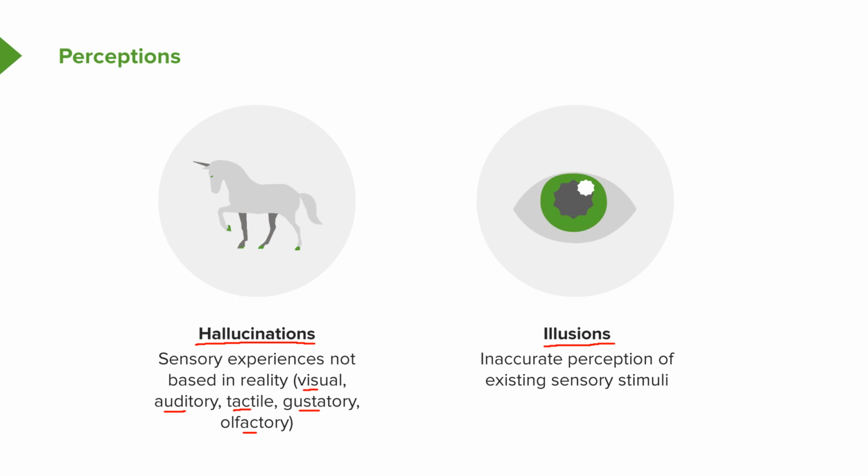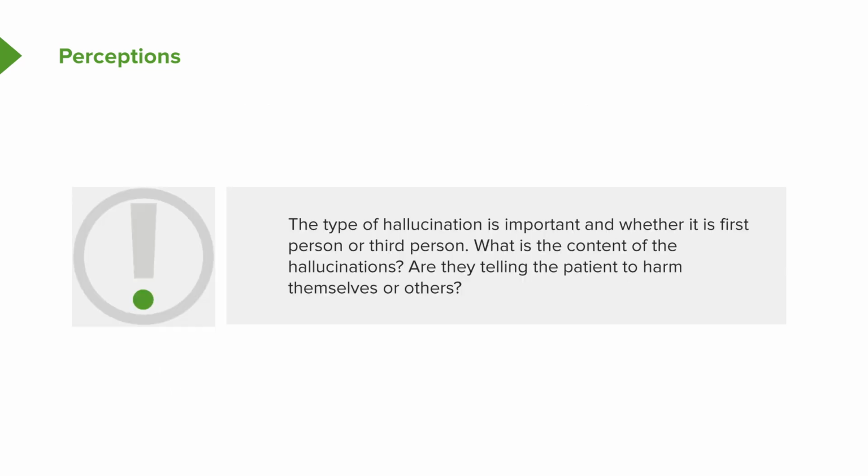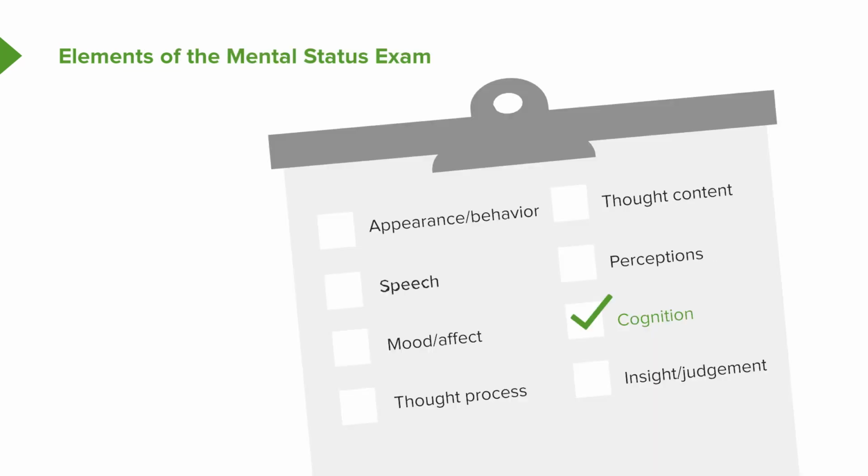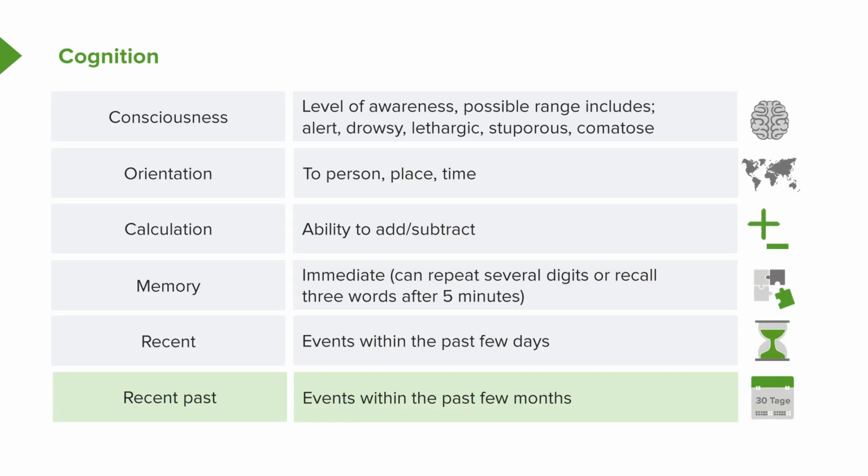Okay, cognition is another important element of the mental status exam. When you talk about cognition, there are certain things that you're going to ask about in every encounter with the patient. Consciousness is one of those. How would you go about assessing a patient's consciousness? Well, you're going to ask them about their level of awareness, and this possible range of awareness will include whether they're alert, drowsy, lethargic, stuporous, or comatose.